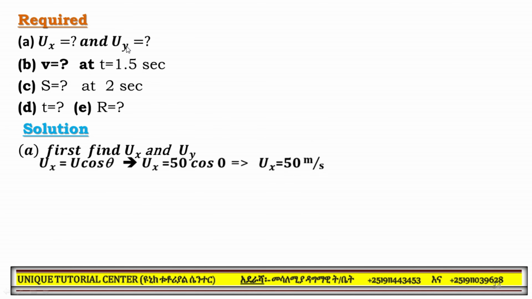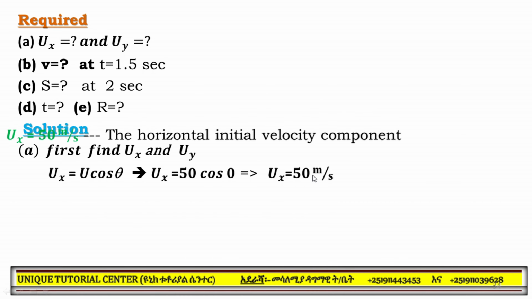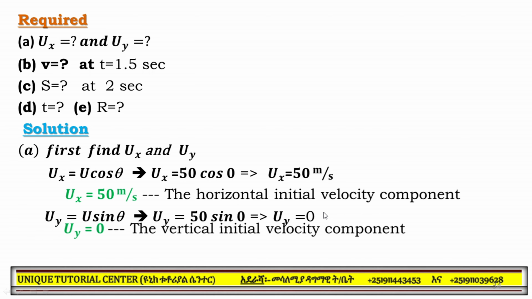Solution. First of all, we need to determine the initial horizontal and vertical velocity components. ux is u cos 0, and since cos 0 is 1, ux is u itself. The initial velocity is 50, so we can use that. The initial vertical velocity component is u sin 0, and since sin 0 is 0, uy is equal to 0.